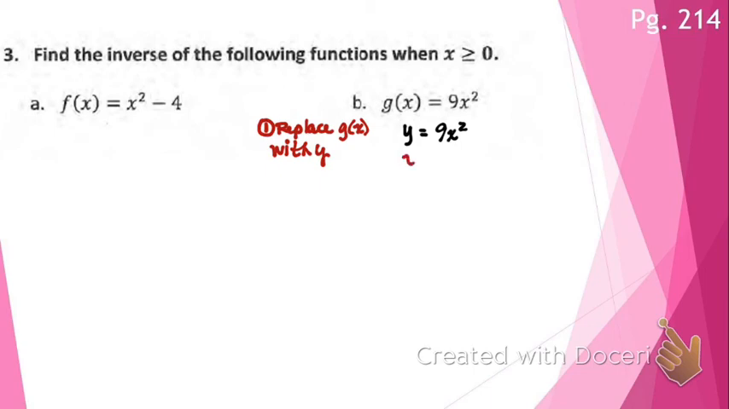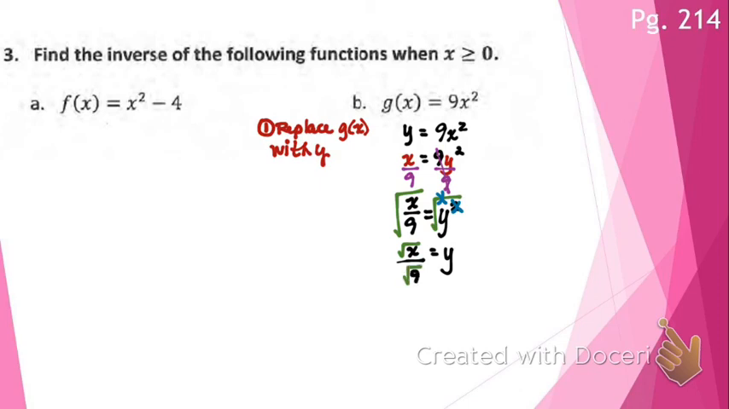Then we're going to switch our variables. So that means I would have x equals 9y squared. Divide by 9 on each side. So we're going to have x over 9 equals y squared. What next? Radical, square root. If you do it to one side, you do it to everything on the other side. So now I have y alone. When I take a square root of a fraction, that's the same thing as doing the square root of the numerator and the square root of the denominator.